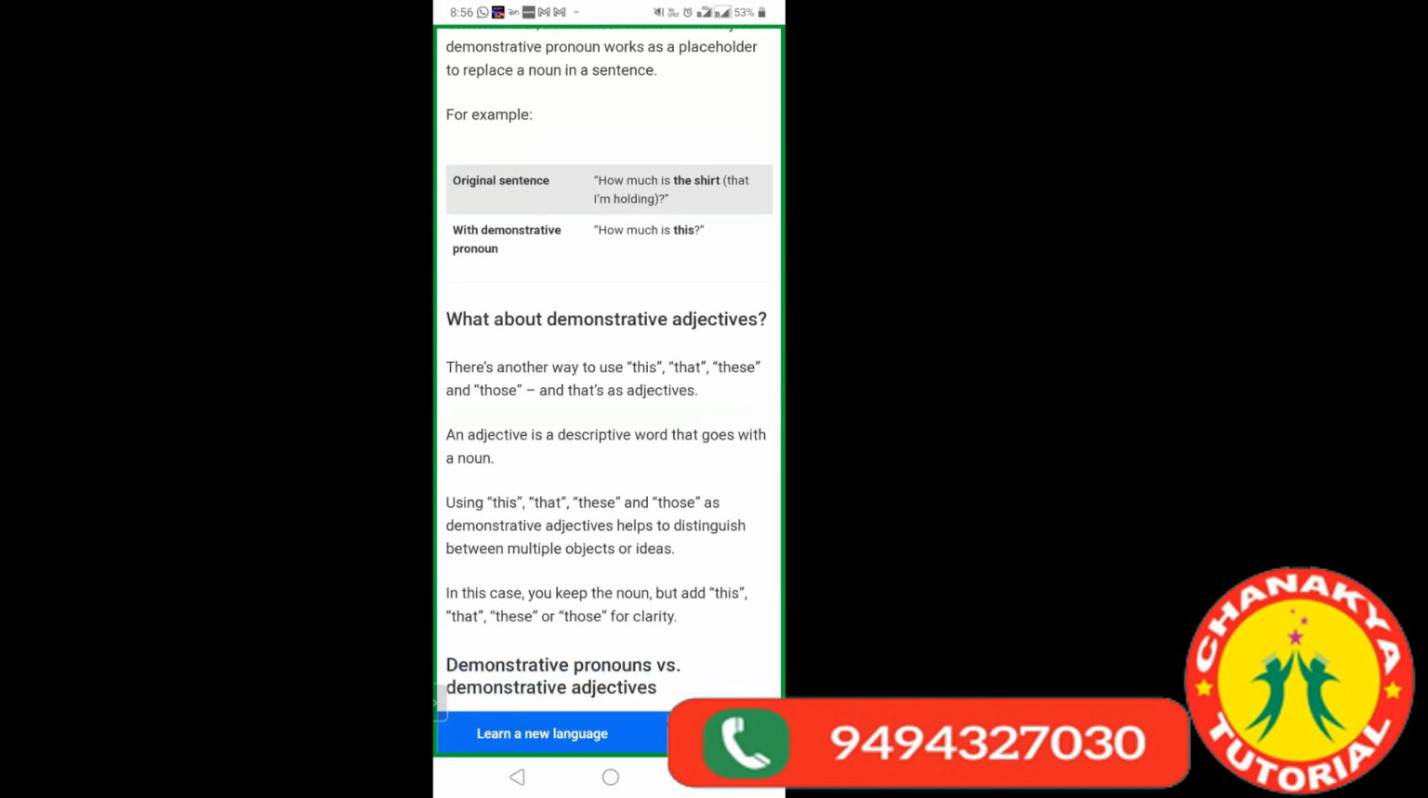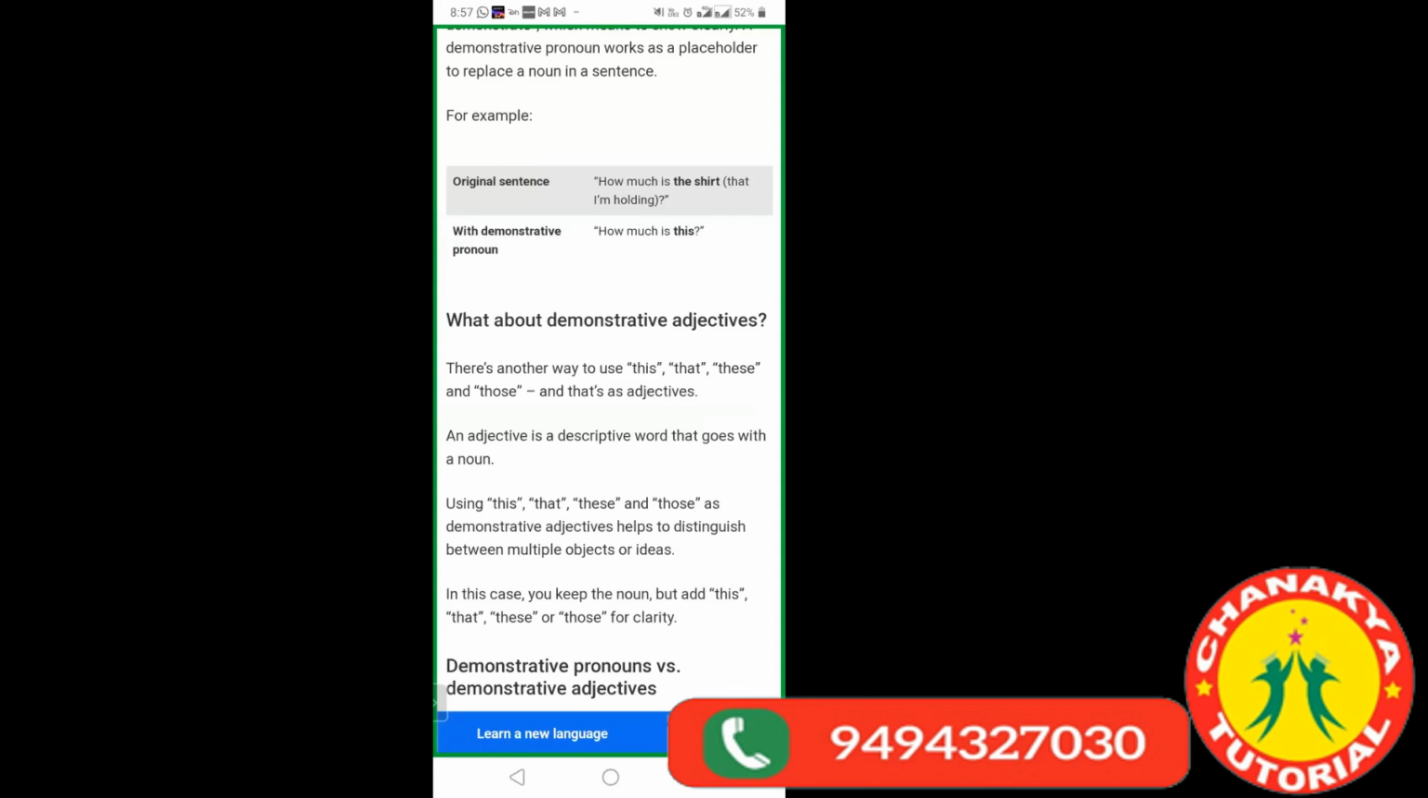Now coming to this, there is not very much difference between the normal pronoun and the demonstrative pronoun. But when it comes to sentences, in your examination last class you asked me, ma'am, how to find the difference. So this is how you will find the original sentence and the demonstrative pronoun. Can you see the difference? How much is the shirt? How much is this?